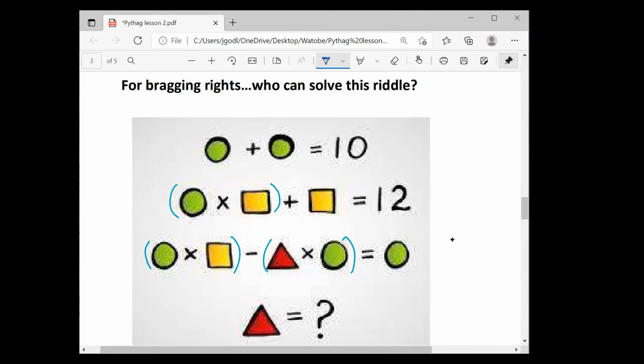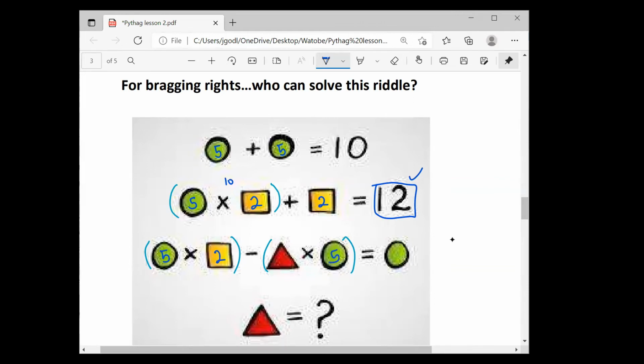So we know that 2 of the same shape equal 10, which means that that circle must be 5 and that circle must be 5 because they must be the same as each other. So we know that's 5 and 5. And then we know that 5 times something plus something has to give us 12. So if we played around and we said 5 times 2, that would give us 10. And 10 plus 2 gives us 12 because the squares have to be the same. And so now we know that the circle is 5 and the square is 2.